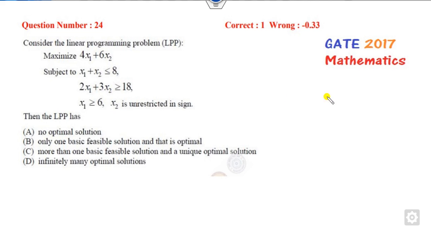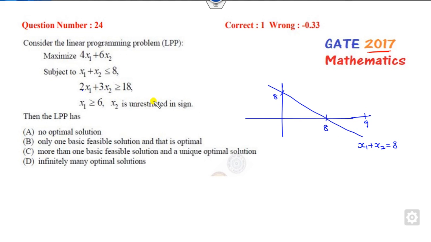Now these are the major questions that arise. Question number 2017, no optimal solution. That's again very simple. You first draw this line. This is the line of x1 plus x2 is equal to 8. This is 8, this is 8. Then it is 9. This is 18 by 3, that's 6. This is my portion, 6 and 9.